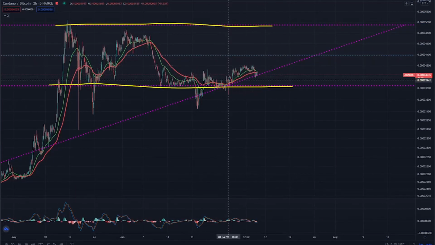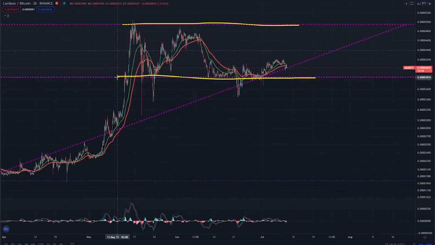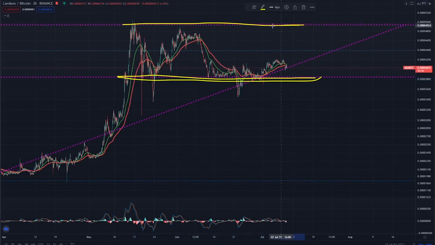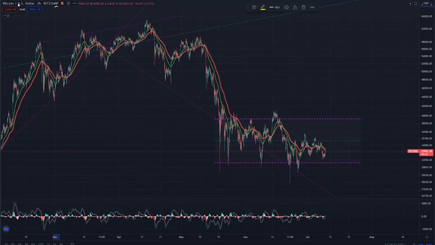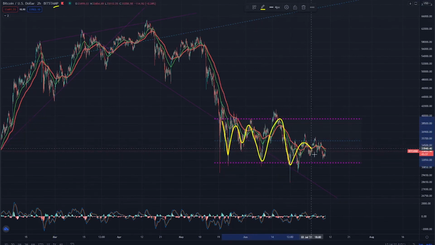But this would be definitely very interesting to watch for the next development, and as long as it stays in this price channel, it looks very good for Cardano, because Bitcoin is still moving sideways, as we can see here on the Bitcoin to US dollar chart. We've had this sideways consolidation for a couple of months now actually, so we can see that the price is still going up and down in between the 30,000 to about 40,000 US dollars.